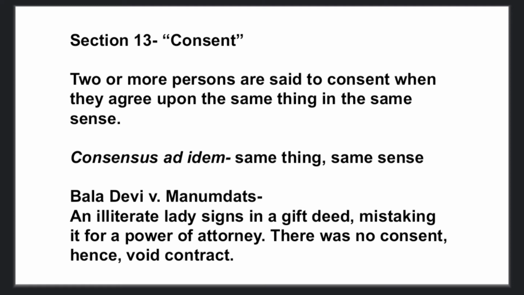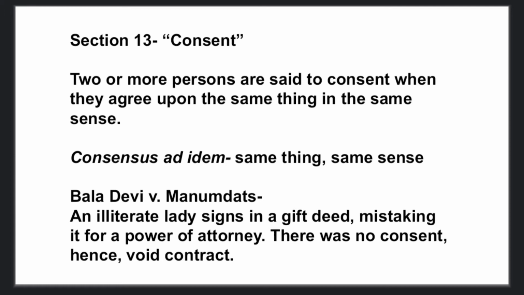So let us begin. The important provision with respect to free consent in the Contract Act is Section 13. Section 13 defines consent. It says two or more persons are said to consent when they agree upon the same thing in the same sense. So it talks about two things: same thing and in the same sense. It is based on the maxim consensus ad idem, which means same thing and same sense.